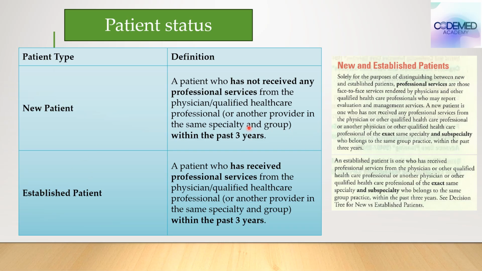The specialties are, for example, cardiology, dermatology and oncology. These are the specialties. Groups, in the Indian context, are the Apollo group and the Fortis group. These are two different chains of hospitals. And an established patient is one who has received professional service within the past 3 years. And this is the definition that is there in your book.